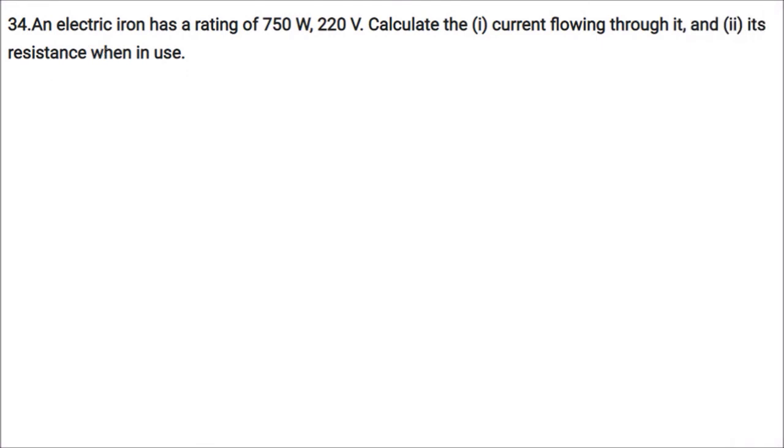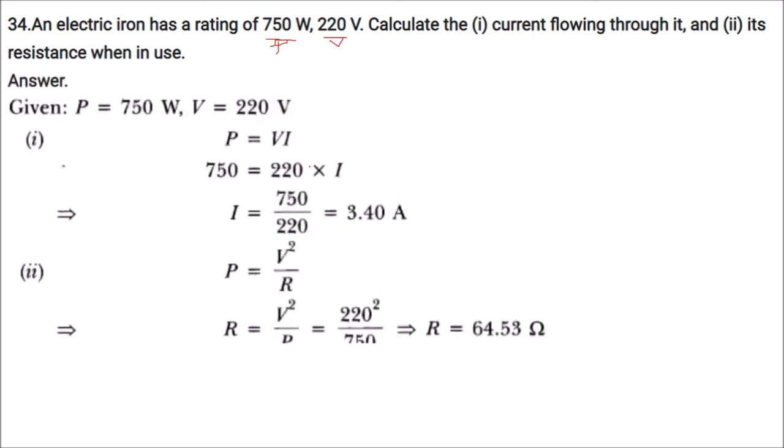An electric iron has a rating of 750 watt and 220 volt. Calculate the current flowing through it and its resistance when it is used. So the power is given and the voltage is given, and we know that power and voltage are related by P equal to VI. P is given and V is given. So we can find I by 750 by 220, that is P by V. This is 3.4.